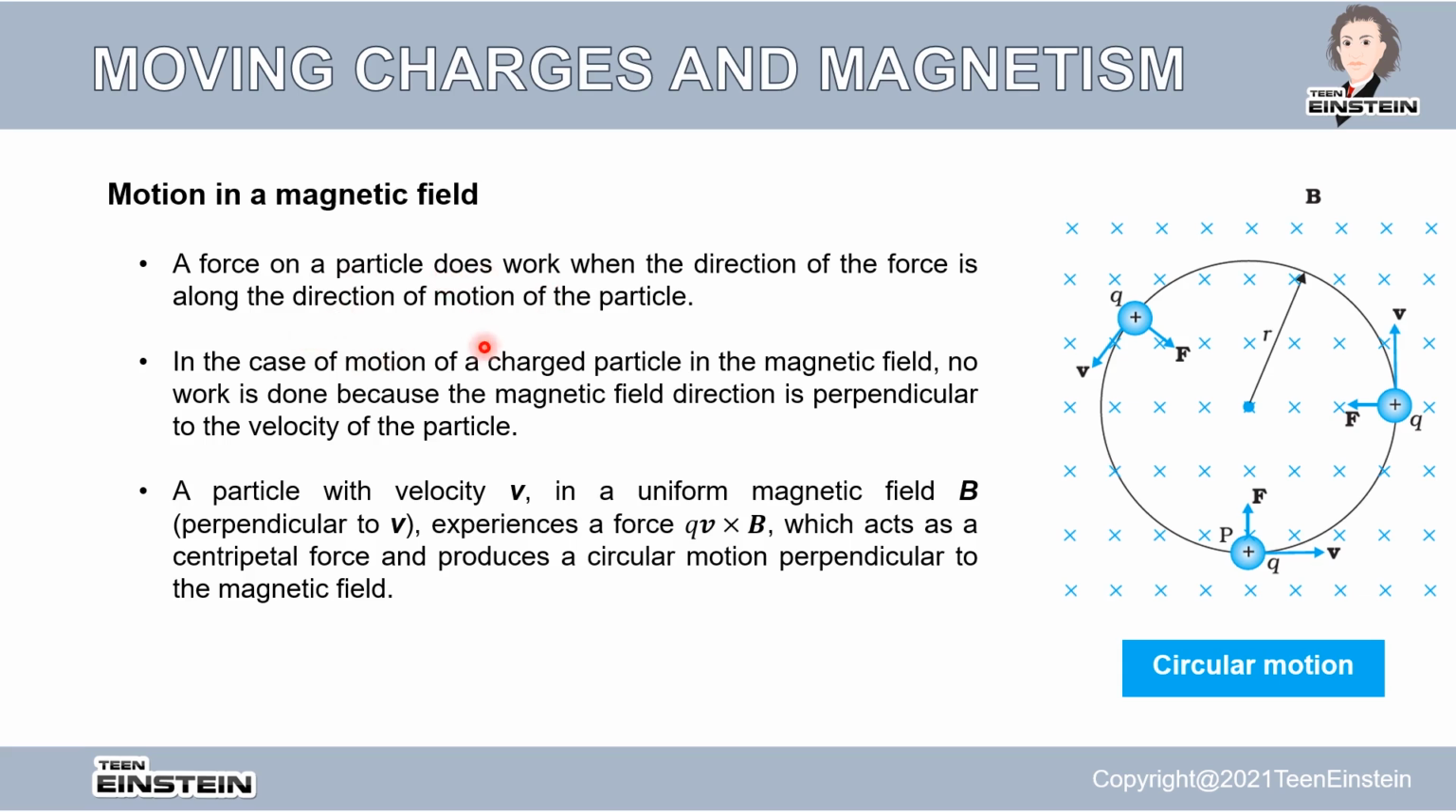A force on a particle does work when the direction of the force is along the direction of motion of the particle. In the case of motion of a charged particle in the magnetic field, no work is done because the magnetic field direction is perpendicular to the velocity of the particle. Let's say the velocity of the particle is here and the magnetic field is going into the plane. That's what is represented by the cross marks here. So the velocity and the magnetic field are perpendicular to each other.